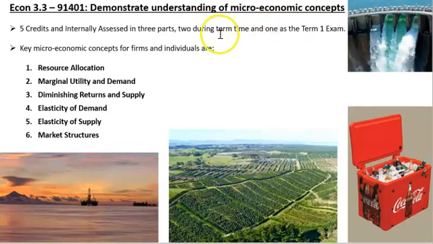The first of those parts is a few weeks away, and we'll be providing more information once we get back in the classroom. So we've got some key concepts here that we're going to be looking at as part of this internal: resource allocation, marginal utility and demand, diminishing return on supply, elasticity of demand, elasticity of supply, and market structures.